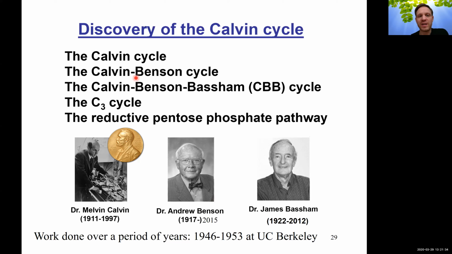But later, seeing that Benson and Bassam didn't get a Nobel Prize though they contributed largely to this work, the name was gradually changed, first to the Kelvin-Benson cycle, then to the Kelvin-Benson-Bassam or CBB cycle. It's also called the C3 cycle because you're generating a 3-carbon carbohydrate. And we'll see in a little bit why it's also called the reductive pentose phosphate pathway.